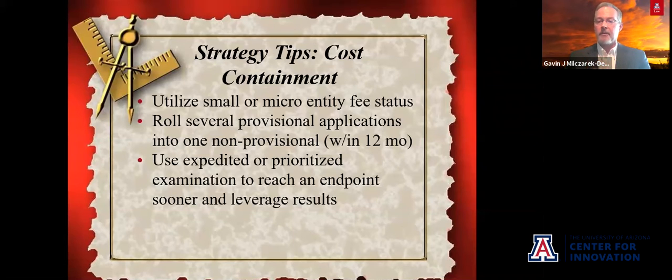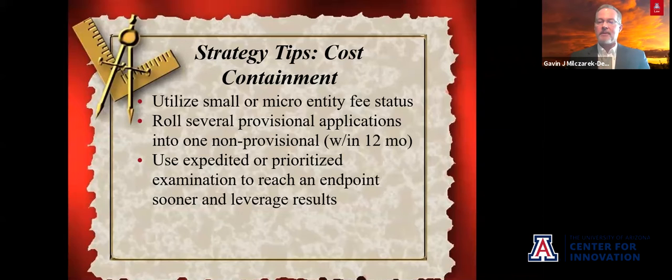If your patent rights are ever challenged and the other side is looking for a way to invalidate based on misrepresentation of your fee status. Second tip here is if you have inventions that are related to each other, sort of incremental improvements, et cetera, it can really help to cut costs by rolling a bunch of provisional filings into one non-provisional within a 12-month period.